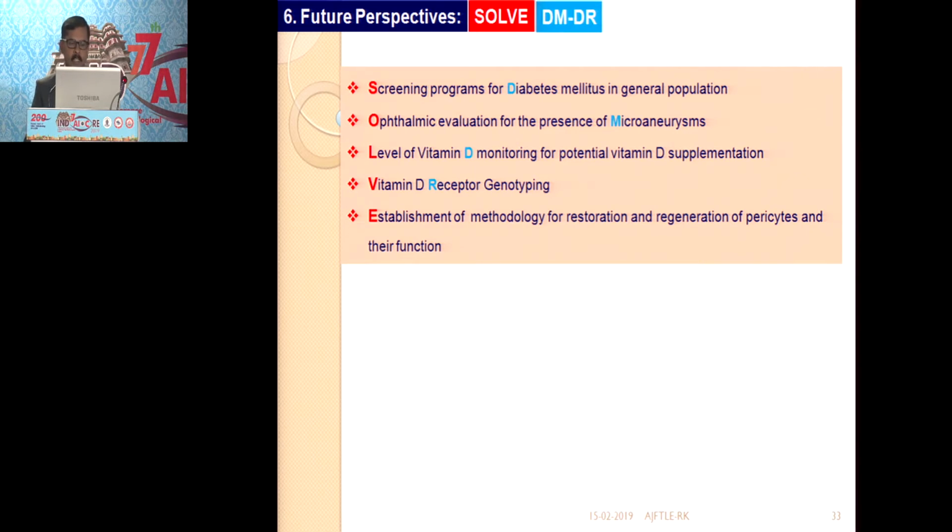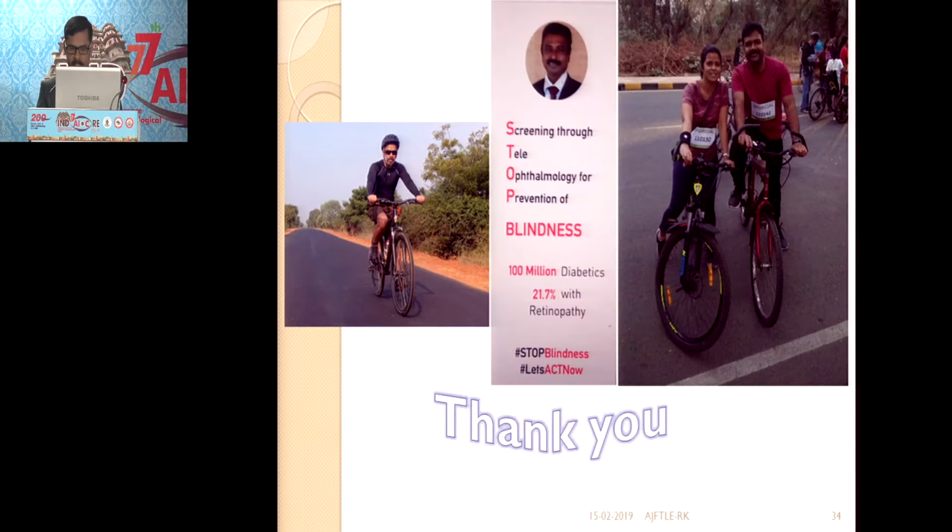So the final solution is to solve the DM and the DR. How to do that? A screening program has to be done. Ophthalmic evaluation for microaneurysms needs to be performed, and finally the establishment of methodology for restoration and regeneration of pericytes. And I thank my team. So how to get vitamin D? This is the simplest source of getting vitamin D.